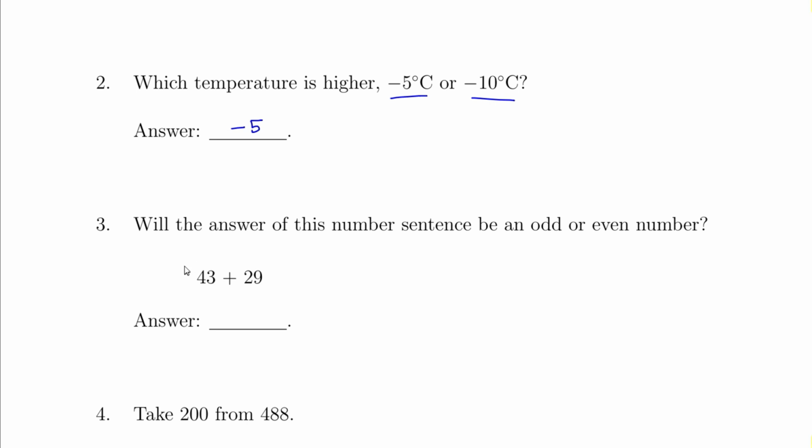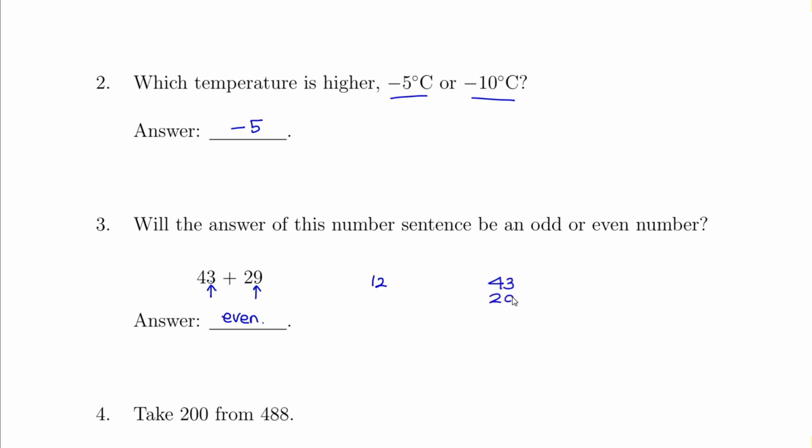Now what about number 3? Will the answer of this number sentence be an odd or even number? If you'd like to do the addition, you're very welcome, but I'm not going to do that. I'll just take a look at the units here. We have 3 and then we have 9. If you add just the units, you get 12, and 12 is an even number, so it should be an even number. If you want to do a proper check, you can do that, of course.